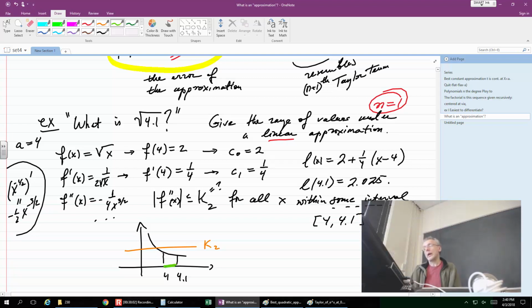So how would you approach finding k2? Well, the picture is suggestive. There is a direct way of picking k2.